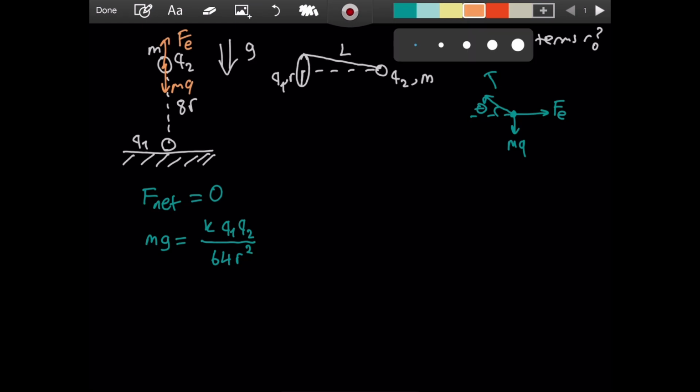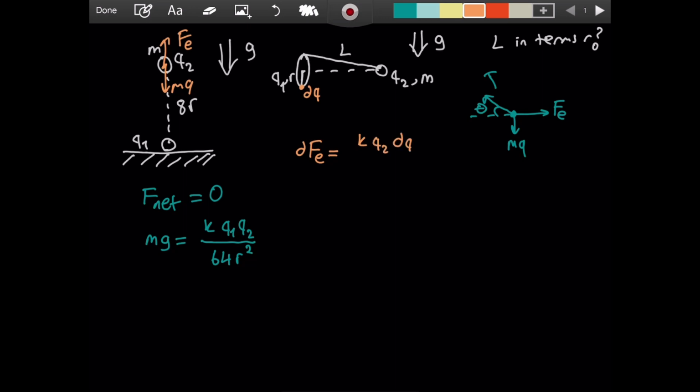So how do we figure out this electrostatic attraction though? Well, to do it, I would consider a charge of dq on the ring, and I would try to come up with the infinitesimal force that acts on Q2 because of this dq charge. So the infinitesimal force, the electrostatic force, would be K, the Coulomb constant, Q2 dq, divided by the distance between the two. Now, what is the distance between them? It will be L squared, right?